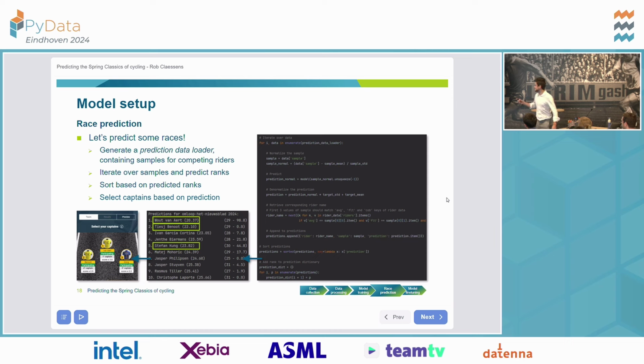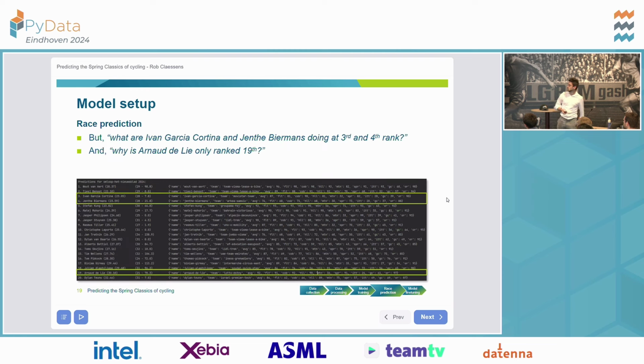So indeed, Jente Biermans is sort of surprising. I would say maybe also Garcia Cortina at 3rd place. Yeah, so that's also what I thought. So why are these 2 guys 3 and 4 while Arnaud Demare is only ranked 19th? I would say this is a bit strange if you know about cycling, because you would expect them to be the other way around. So Arnaud Demare somewhere top 5 probably.